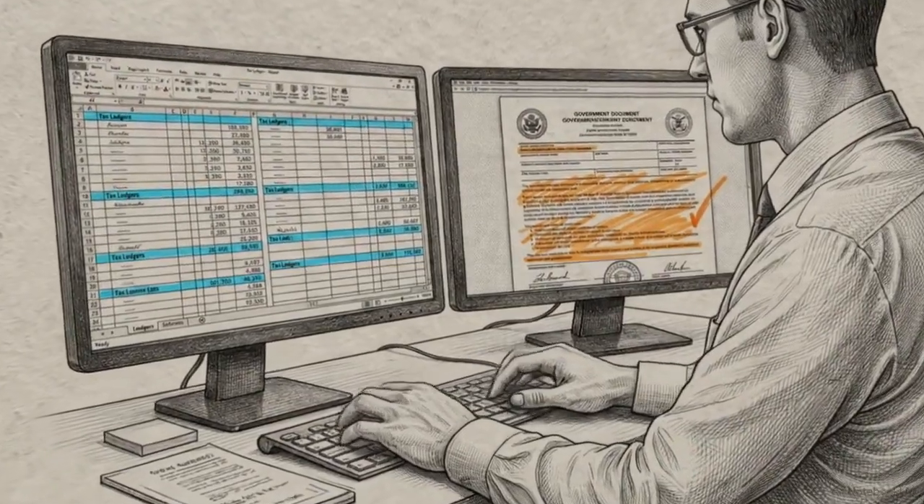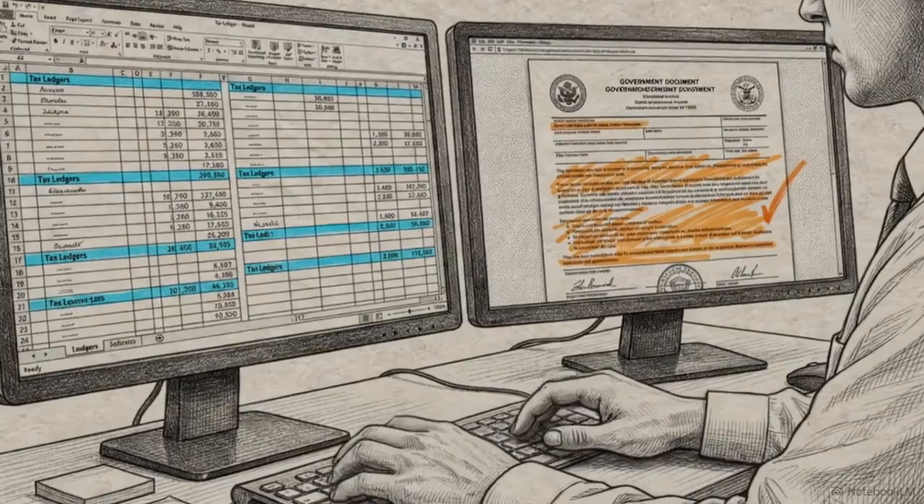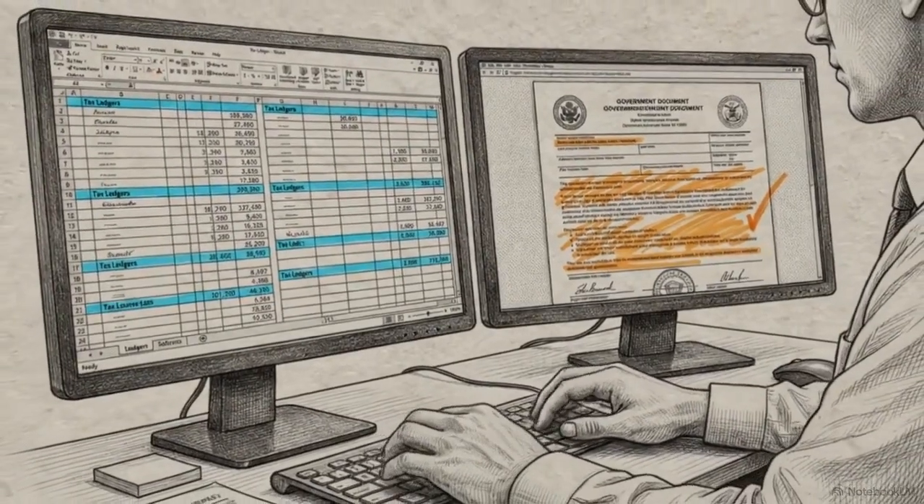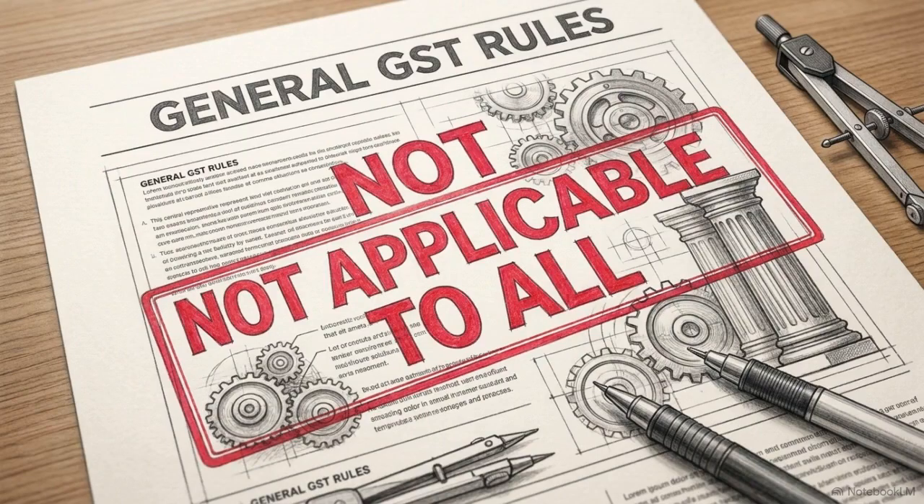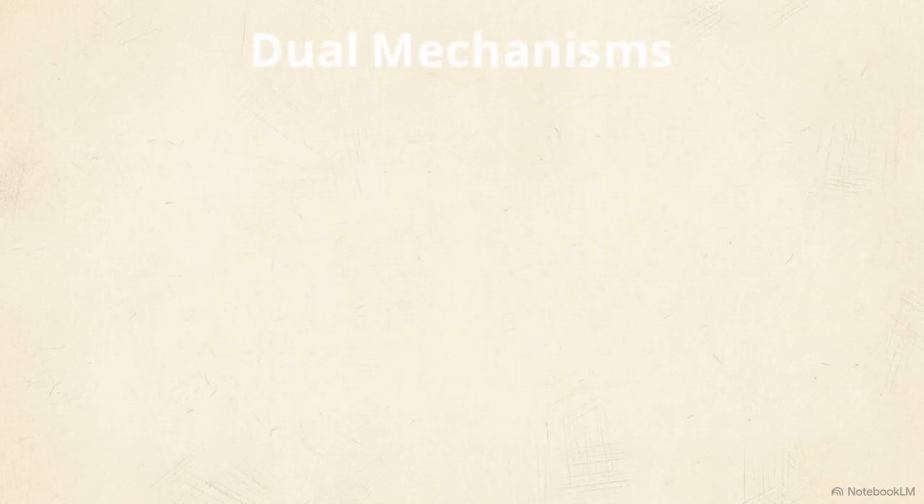To accurately integrate these updates from the September 2026 GST amendments, you have to understand how they restructure specific transactions and tax ledgers. These new insertions are not blanket rules meant for every registered person. They are highly conditional regulations targeting precise entity sizes and distinct supply chain structures.